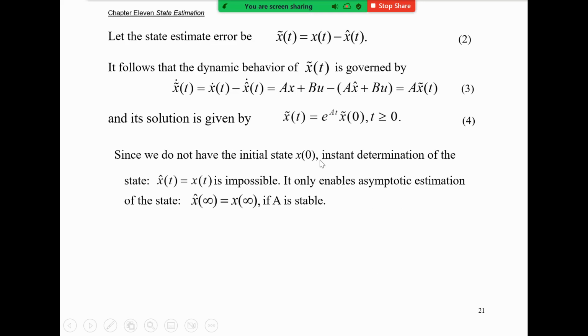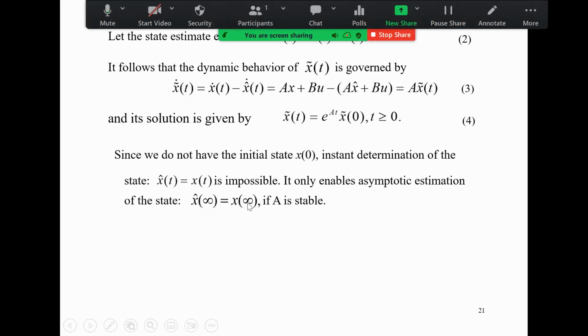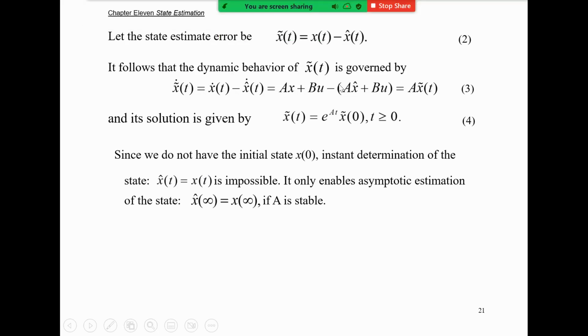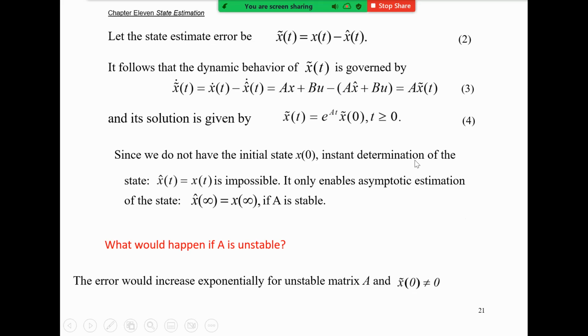We know we don't have the initial state. That's why we cannot make x hat equal x. What we hope is that x hat will converge to x when time t goes to infinity. Looking at the dynamics of the estimation error, we know that can happen if A is stable, and x tilde will go to zero. But what happens if A is unstable? What is x tilde? Does it blow up or go to zero? It will blow up. It will increase exponentially.